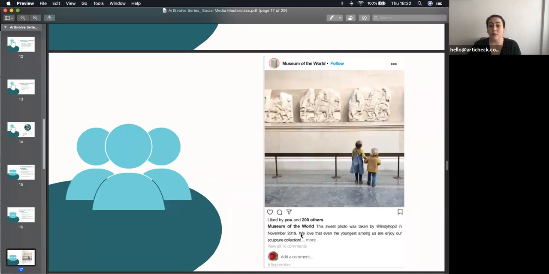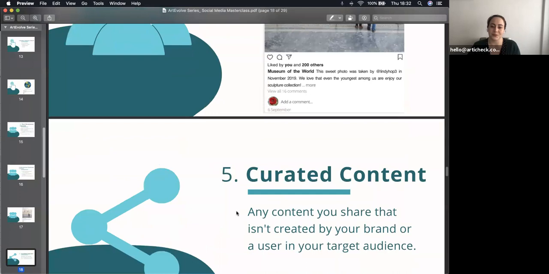So it's not recent, but it's a great picture. It's still going to be engaging to people. It's still going to be interesting. It's still really sweet to have these little children looking up at these ancient sculptures. We love that even the youngest among us enjoy our sculpture collection.